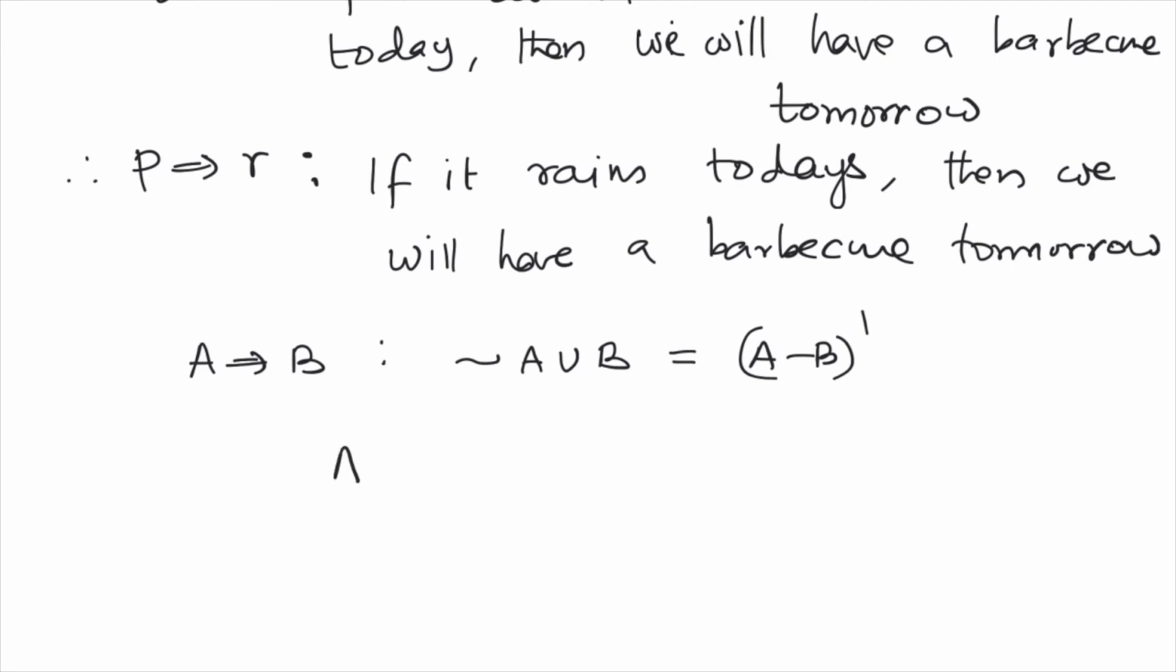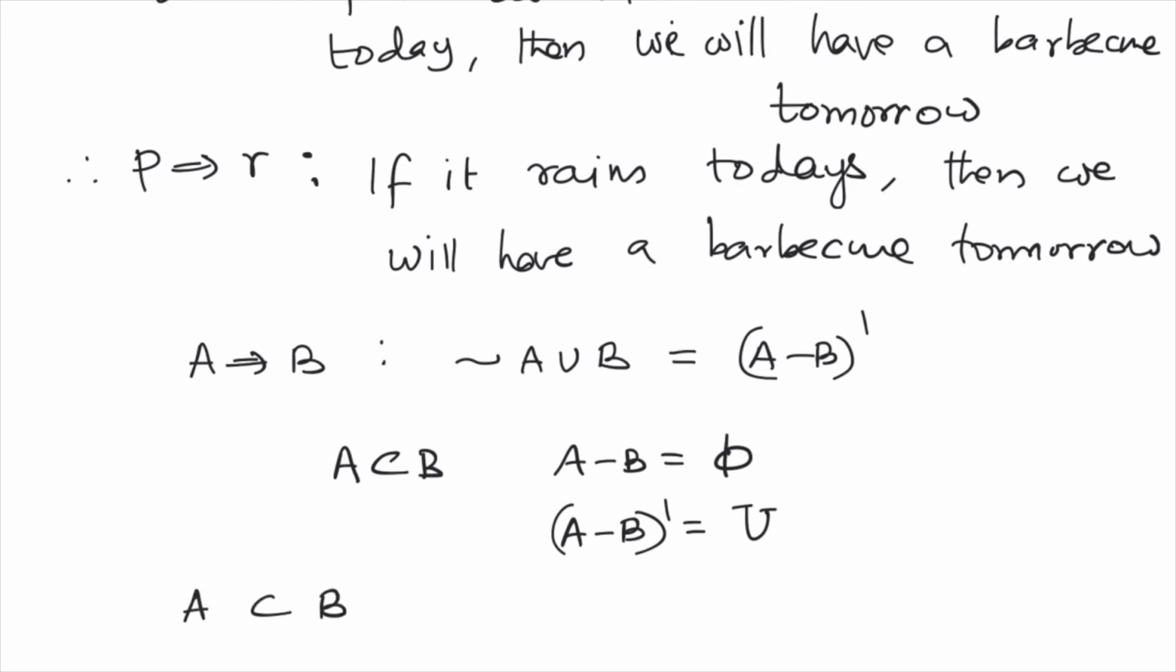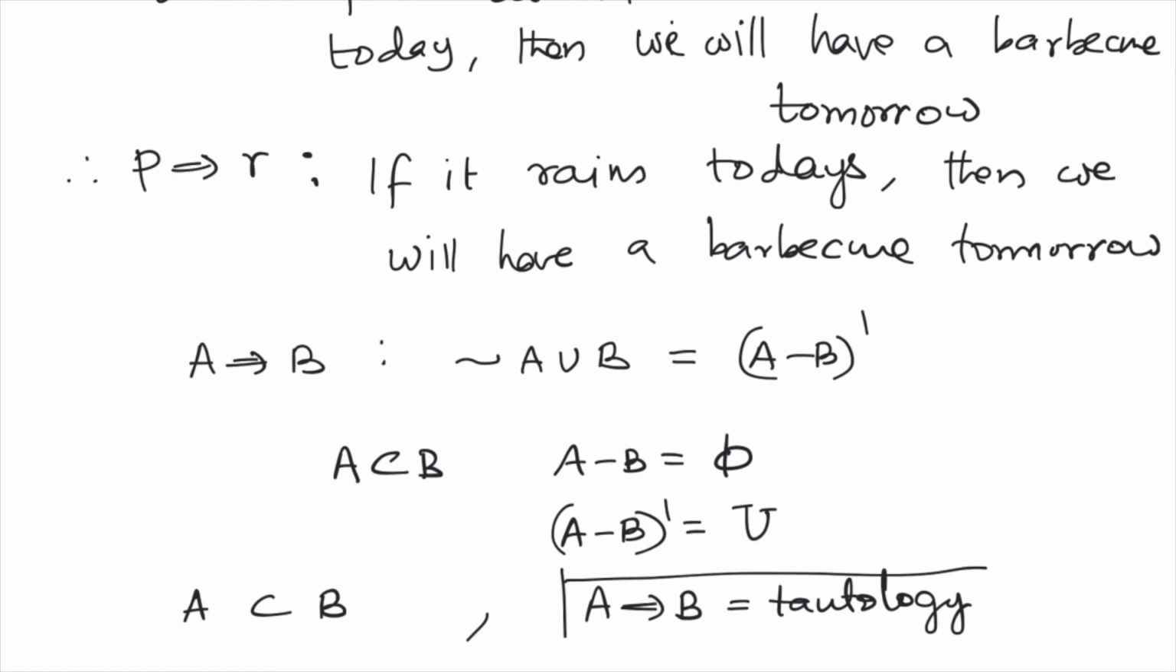Now, if A is a subset of B, what happens? A minus B becomes the null set and your A minus B complement becomes the universal set. So what it means is that if A is a subset of B, the corresponding statement from logic, A implies B, is going to be a tautology. This is going to be a tautology, right?